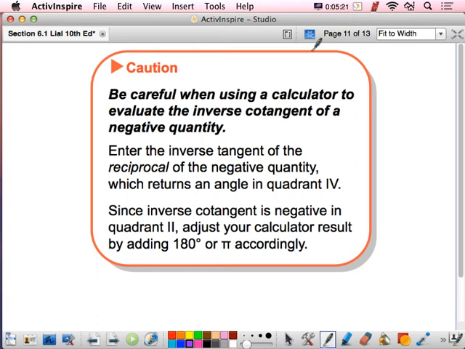In case you didn't understand what I just told you about inverse cotangent in your calculator, we have a guest speaker here to tell you again.